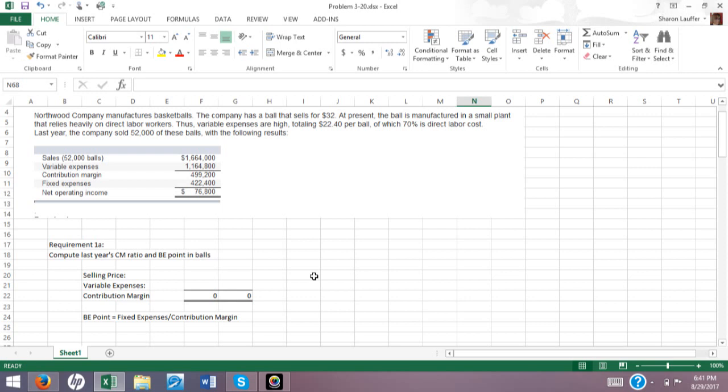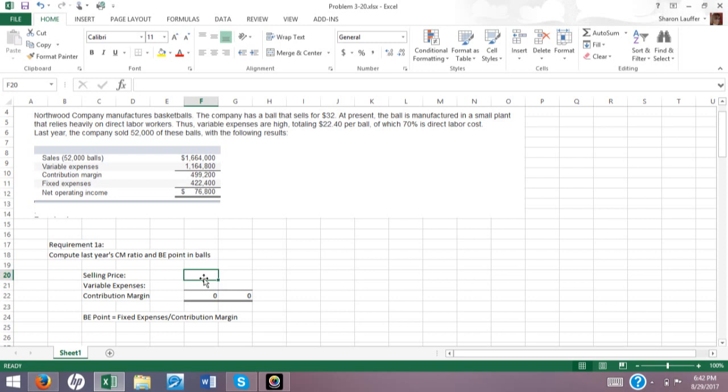So I tried to go through and set up some formulas and some formatting. I would suggest that when you do your homework, you either use this spreadsheet and tweak it to fit your problem, and I'll put this up in the classroom, or set up your own spreadsheet that's similar. All right, so for this one, we need a selling price. We're going to take out our variable expenses to get our contribution margin.